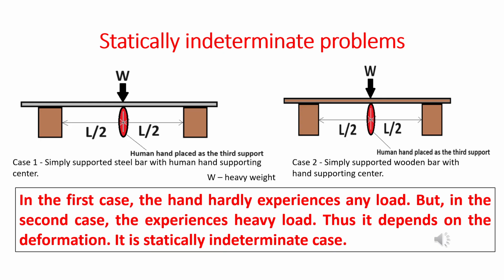Now what happens is, when the bar is steel, it is very stiff, and when you apply the weight, hardly any weight is felt on the hand because the deformation is very small. However, when you do it on the wooden bar, when you press it, your hand will feel the load because the deformation is more. The deformation is more, so the hand will get pressed more. So this shows that the reaction is dependent on the deformation.